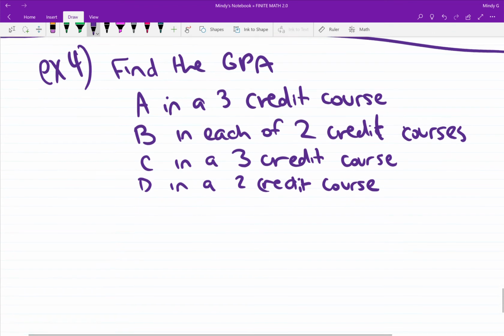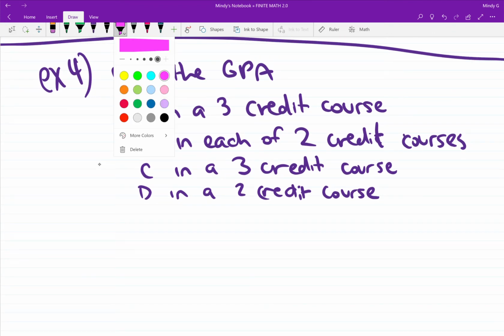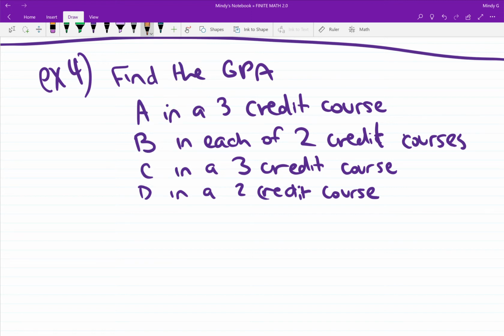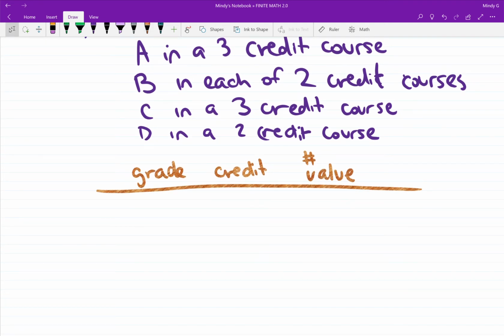Okay, so here we have a 3 credit. Let's do it like this. We have our credit. How about our grade? And then we'll do our number value. We'll make like a little chart, okay? So we got an A in a 3 credit course. So that gives me how many points? 12. Because an A is worth 4 points. So 4 times 3 gives me 12 points.